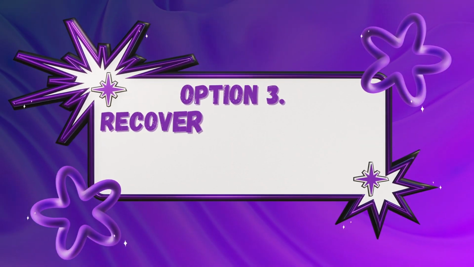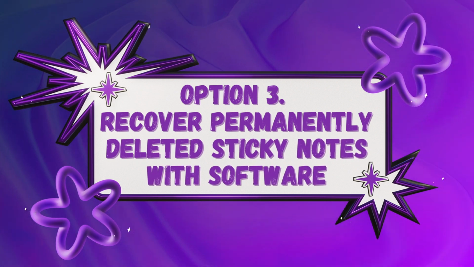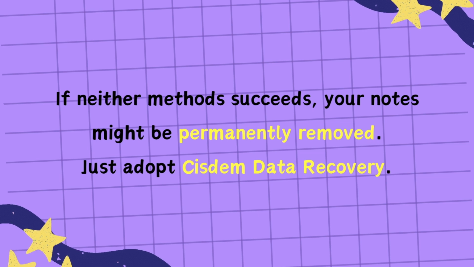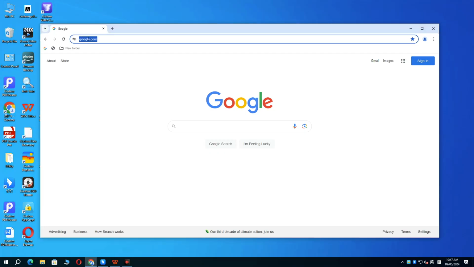Option 3. Recover permanently deleted sticky notes with software. If neither method succeeds, your notes might be permanently removed. Just adopt System Data Recovery. Download and install System on your PC.